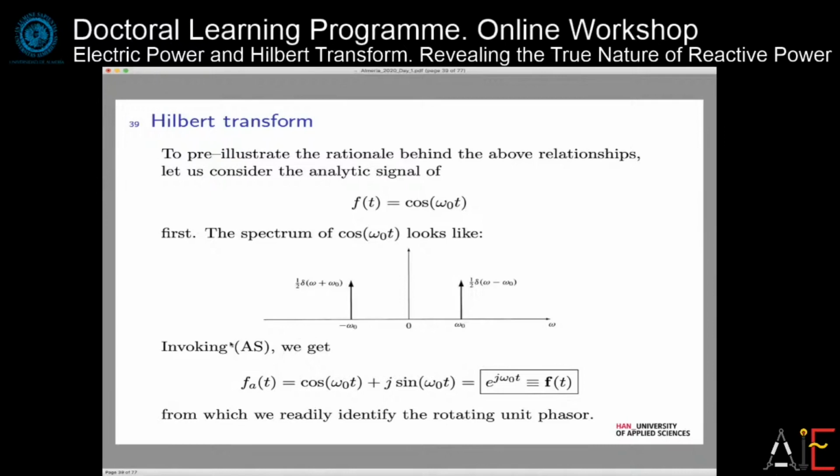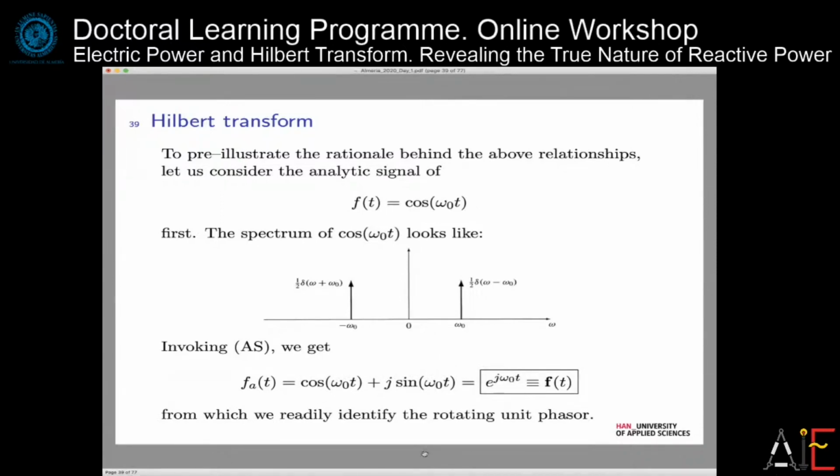Now, if you invoke this analytical signal transformation on this signal, what you get is this: just our rotating unit phasor. That's what this integral is doing to this signal. It shifts this cosine backwards by 90 degrees, or minus pi over 2, and that gives you just the sinus. And the real signal is, by the famous Euler equation, just our rotating unit phasor again.